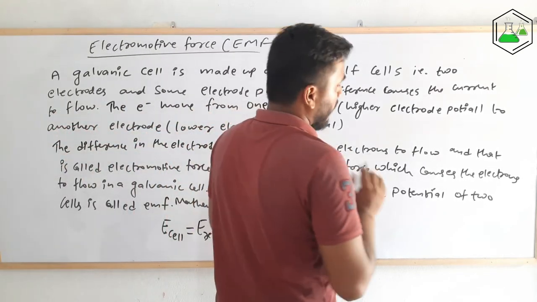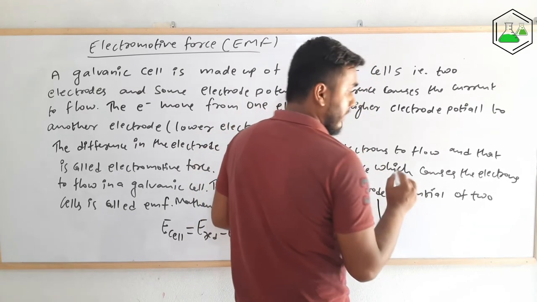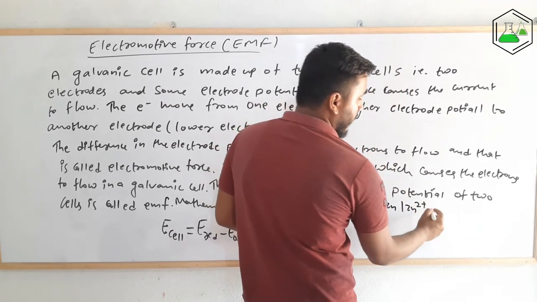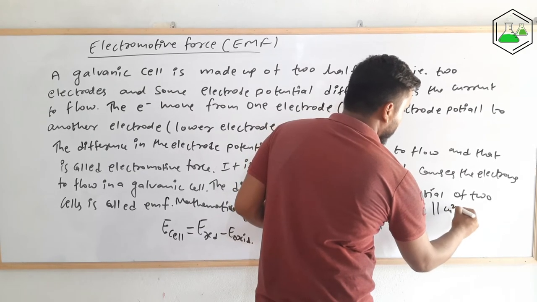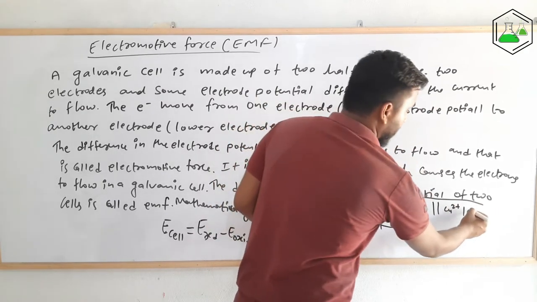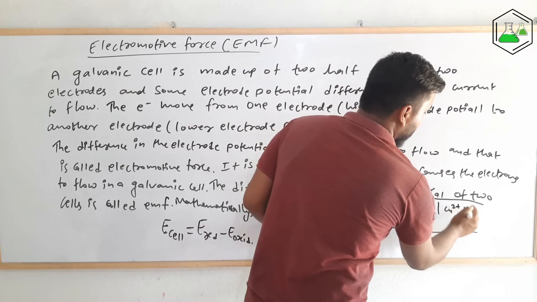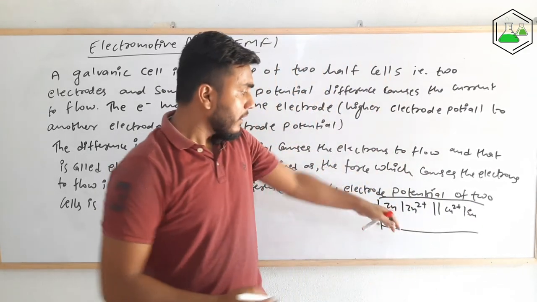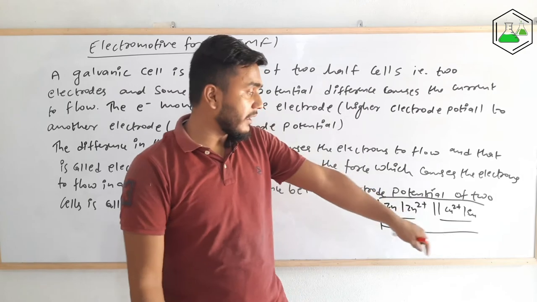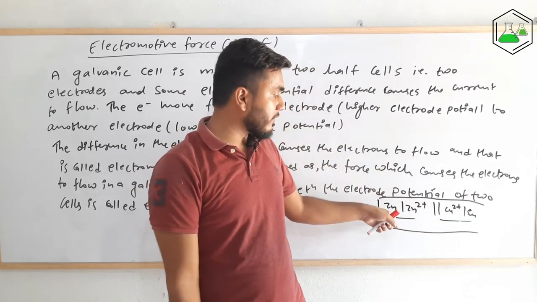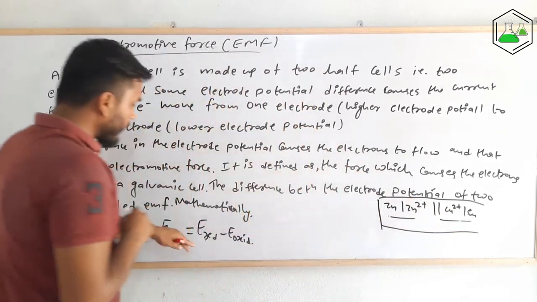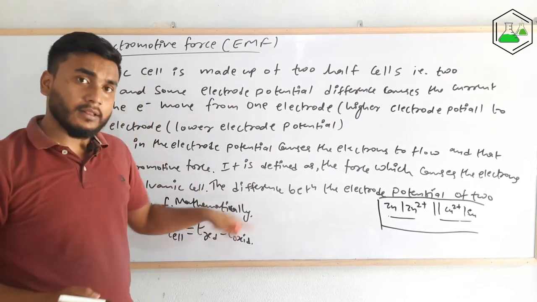Now, if you see a cell notation, let me write the cell notation of a galvanic cell in which zinc converts to Zn2 plus. I'm not writing some different information in the bracket. Cu2 plus converts into Cu. So this is how we write the cell notation of a Daniell cell. Now you can see over here, this is the first half, this is the second half. And always remember, the first half is for anode and the second half is for cathode. Or you can simply understand, the first half is always for oxidation and the second half is always for reduction. So here, from the formula, what do we see? First of all, it comes reduction, then oxidation, right?